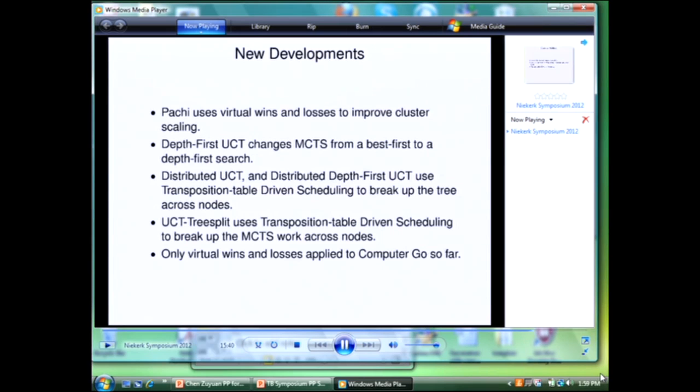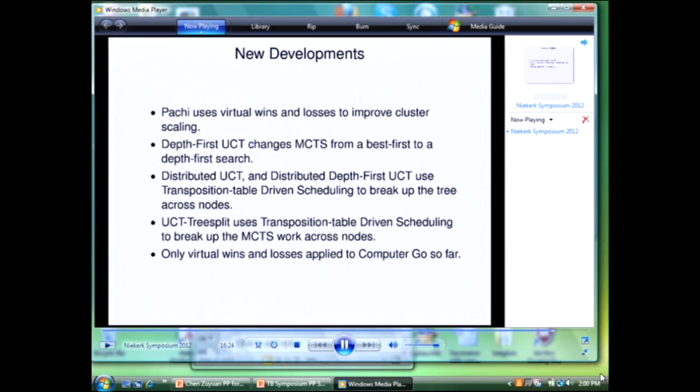Distributed UCT leverages transposition table driven scheduling to divide the tree between execution nodes and minimize repetition of work. Transposition table driven scheduling uses a hash function to generate a unique identifier for a board position in order to assign a tree node representing a position to an execution node. It could be considered a hybrid between leaf and root parallelization, and distributed depth-first UCT modifies this into a depth-first search. UCT tree split uses transposition table driven scheduling to divide the work between the execution nodes in a cluster system.